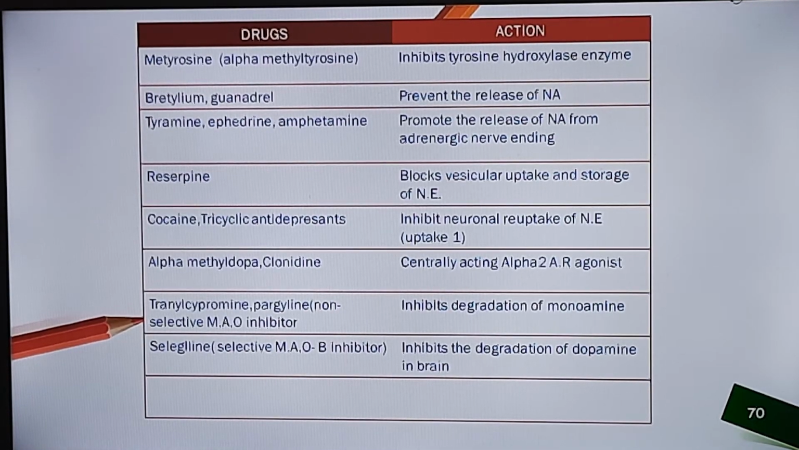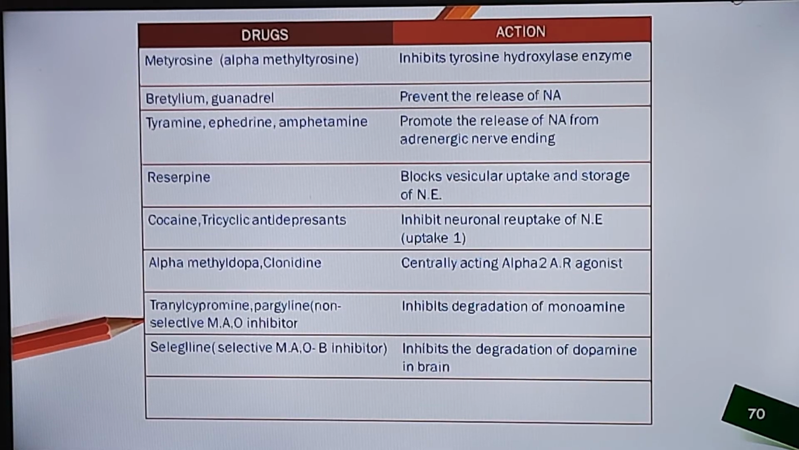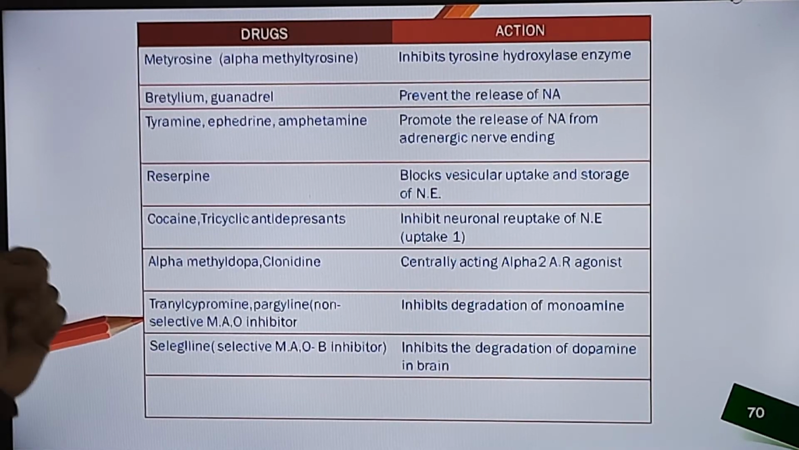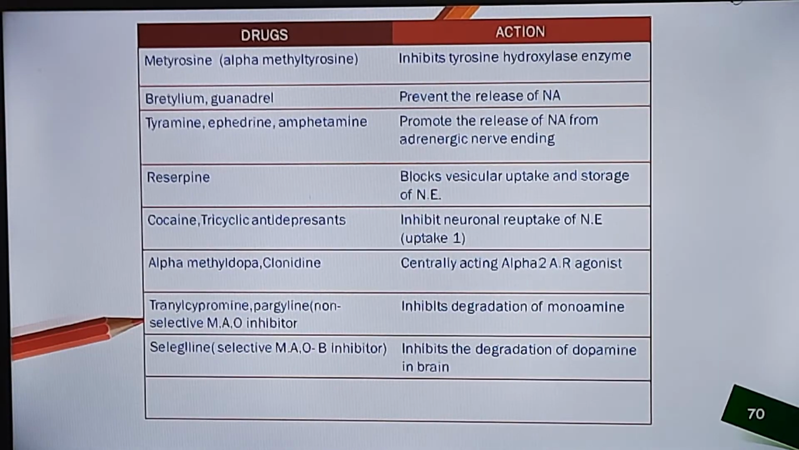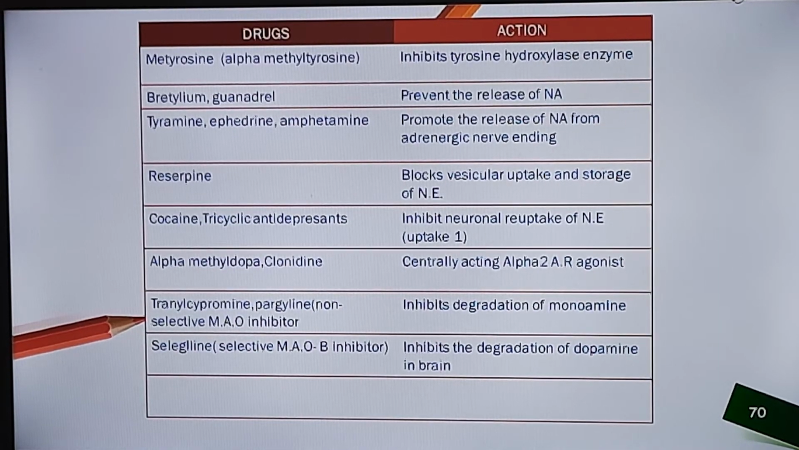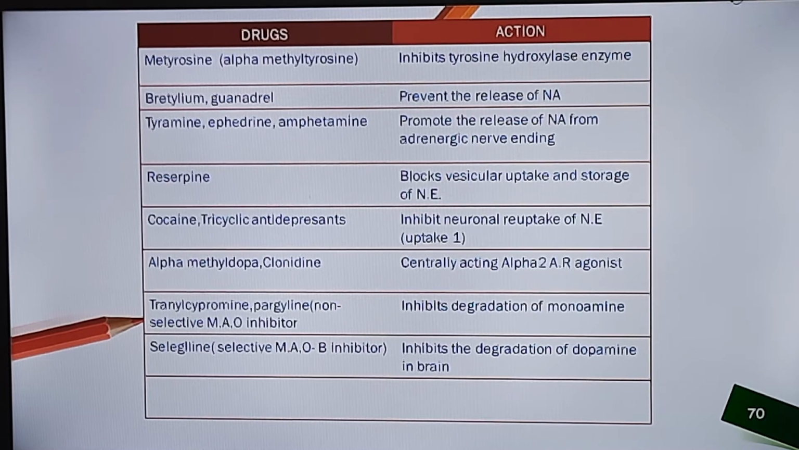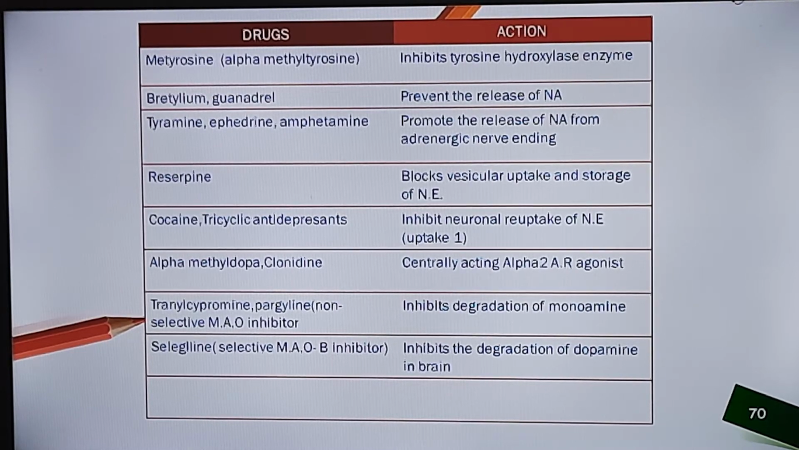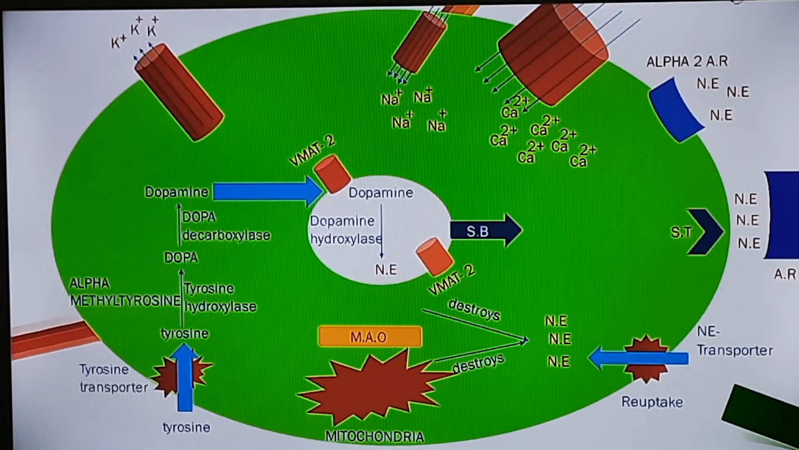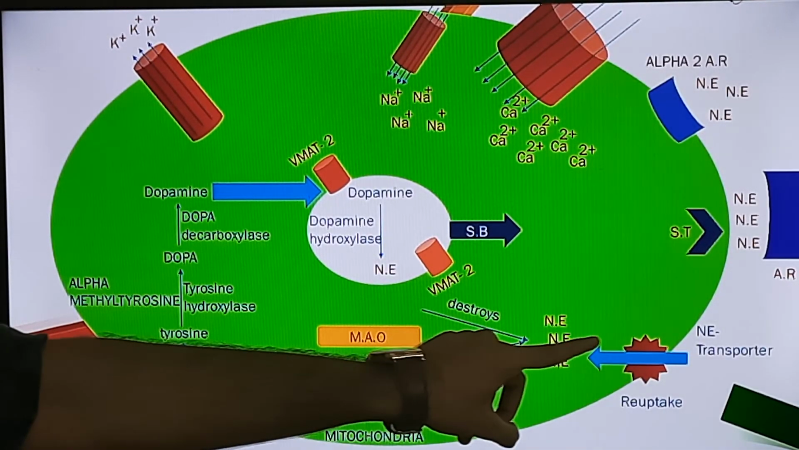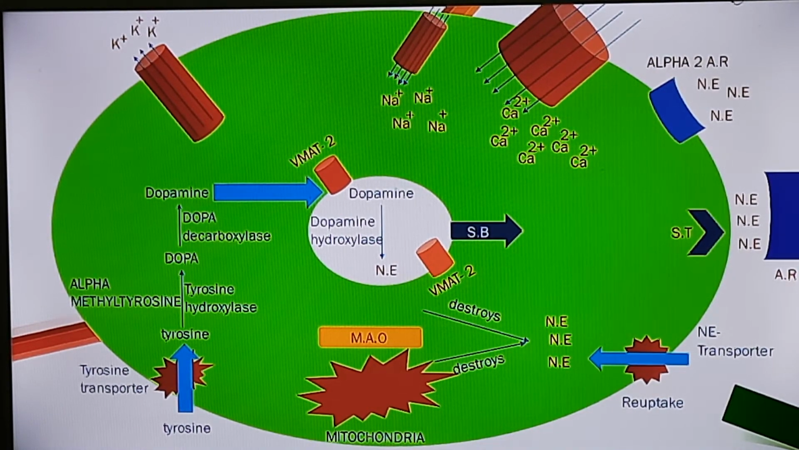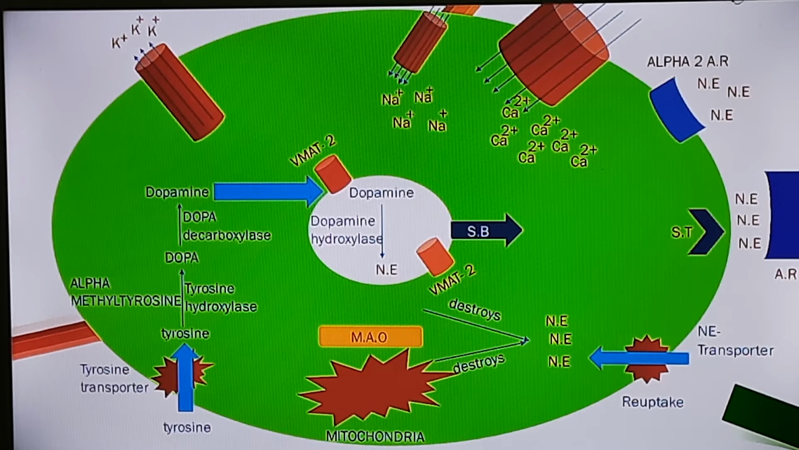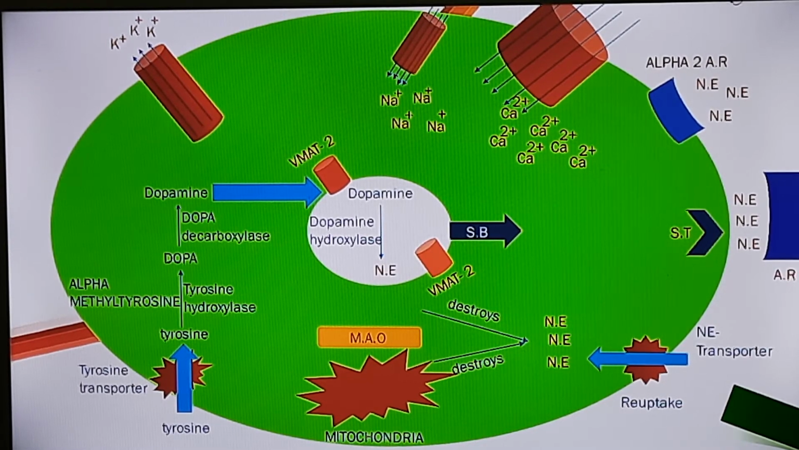the adrenergic nerve ending. अभी हमने देखा कि एक drug है which can block the vesicular uptake and storage of norepinephrine, and the name of that drug is reserpine. कुछ ऐसे drugs होते हैं which act by blocking this particular transporter. The name of this transporter is norepinephrine transporter, जिसे हम short form में NET भी बोलते हैं.